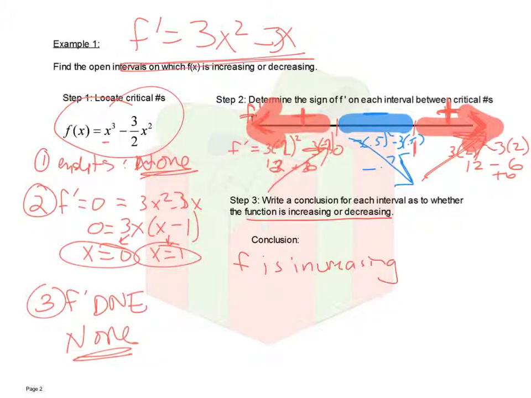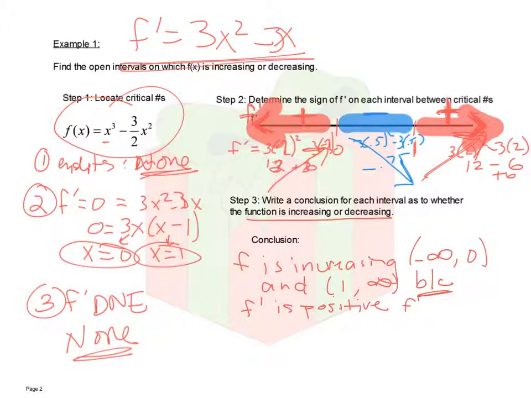from negative infinity to 0, and I'm going to use interval notation, 1 to infinity. If you would like to use where x is less than 0 and where x is greater than 1, that is absolutely acceptable. Okay? Because, and this is the important part, because f prime is positive, you can also say that by saying f prime is greater than 0. You don't have to say f prime is positive. Either way, it is the same.